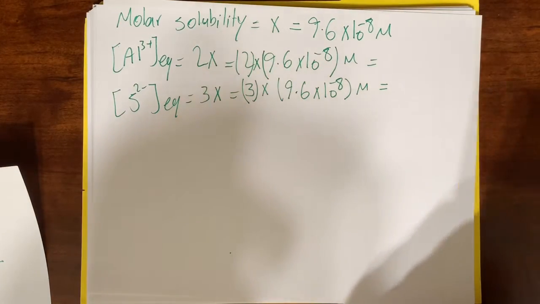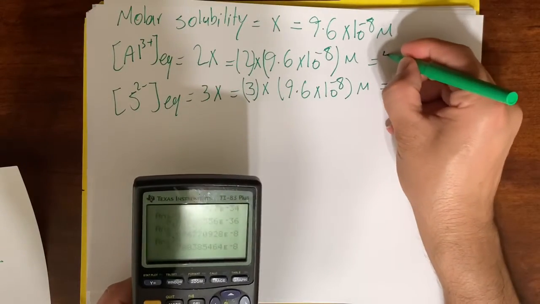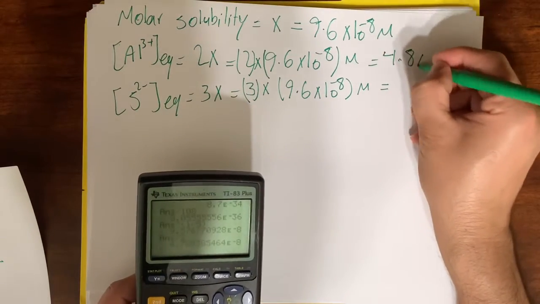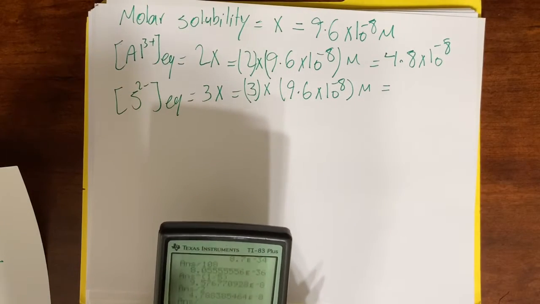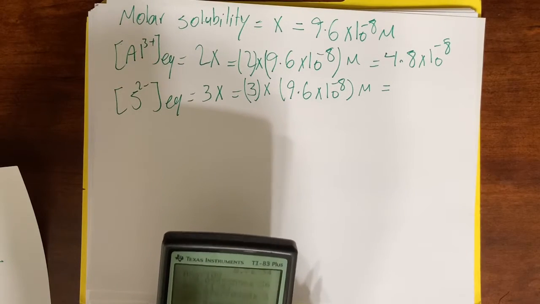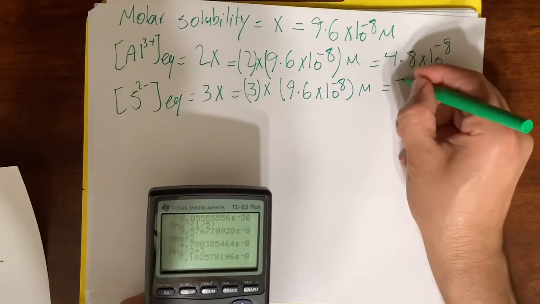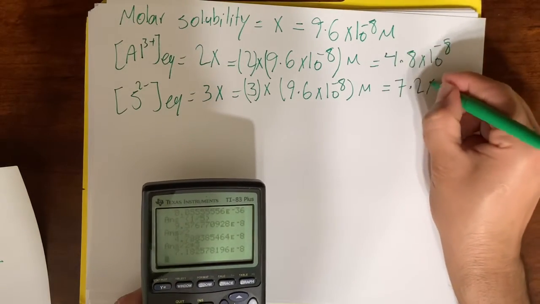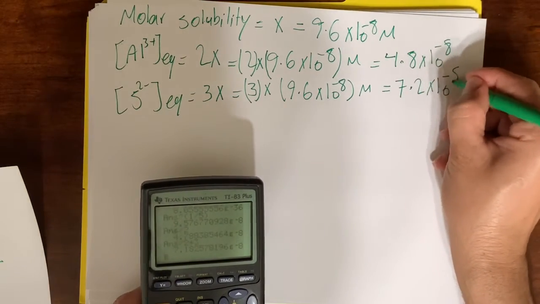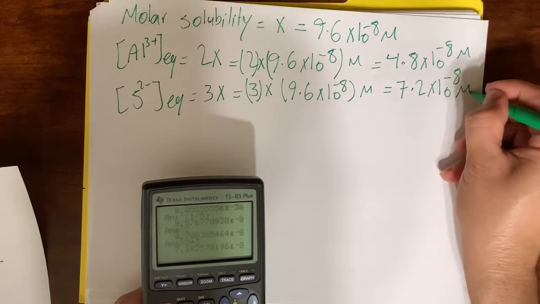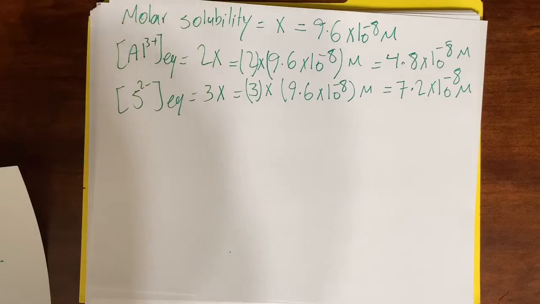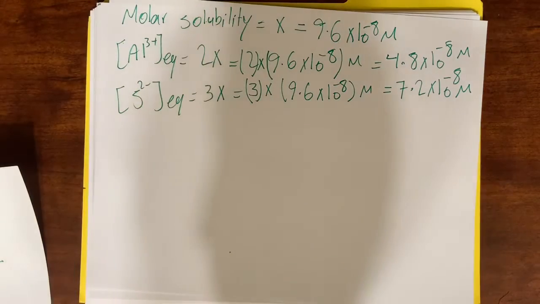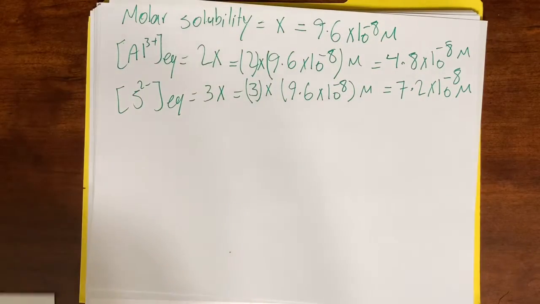Multiply 2, that's going to give us 4.8 multiplied by 10 to the power of minus 8, divided by 2 multiplied by 3, that's going to be 7.2 multiplied by 10 to the power of minus 8 molar. Okay, so I got you the molar solubility, and also I got you the equilibrium concentration of aluminum and sulfide.